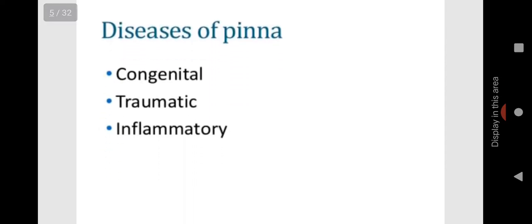So let us move to the topic, diseases of the pinna. It includes congenital, traumatic, and inflammatory. Congenital means by birth. Traumatic means due to any trauma or injury. Inflammatory means due to some inflammatory conditions.